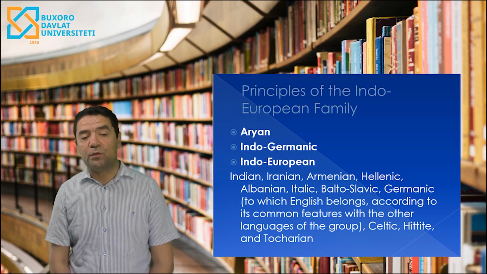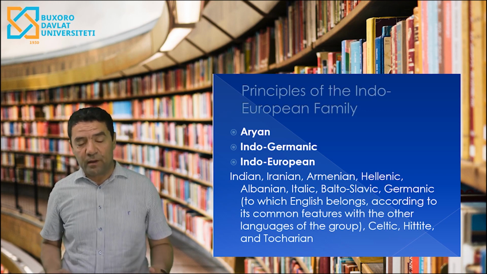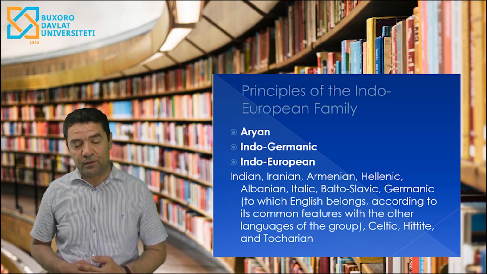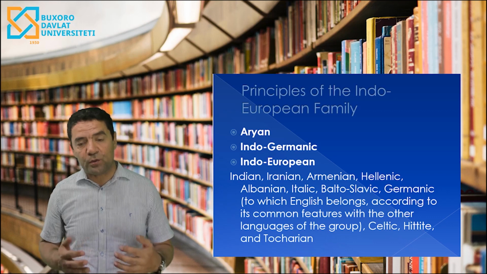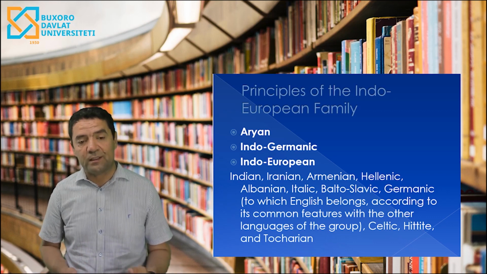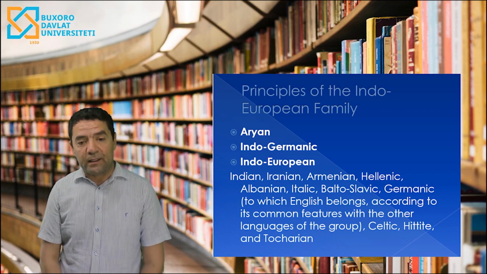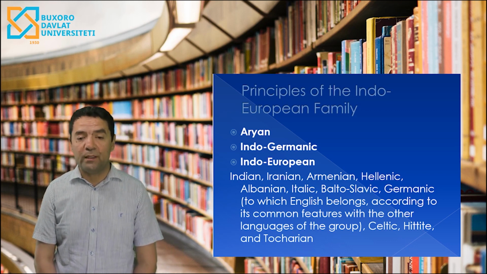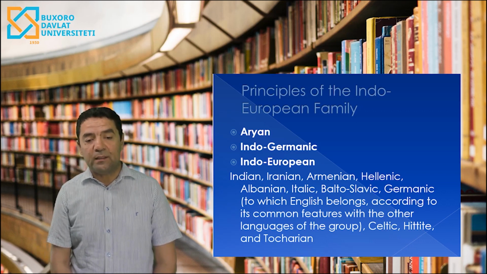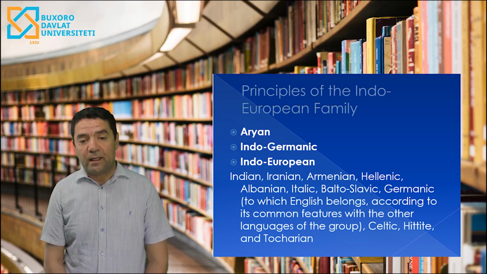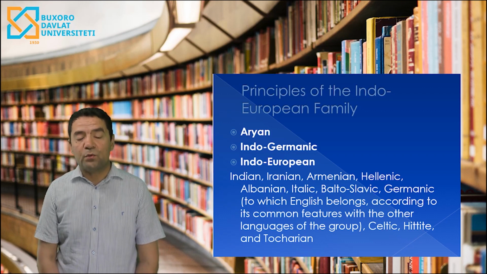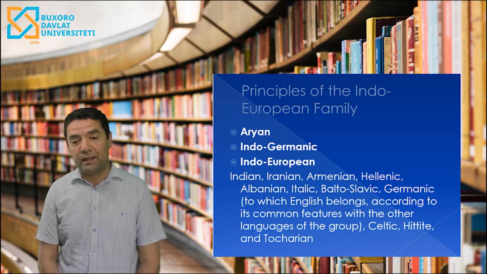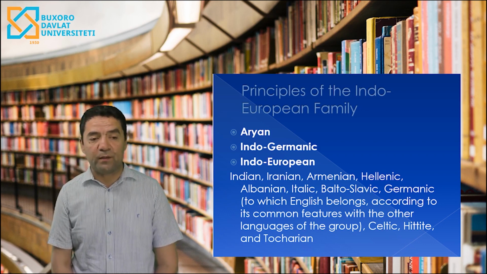These languages include several groups. We pay attention that we are not speaking about languages. These are groups of languages. That is to say that every group contains several languages in its structure. Indian, Iranian, Armenian, Hellenic, Albanic, Italic, Balto-Slavic, Germanic, Celtic, Hittite, and Tocharian. They are 11. And the English language belongs to the Germanic group of languages, which at the same time contains 11 languages. The English language is one of them.